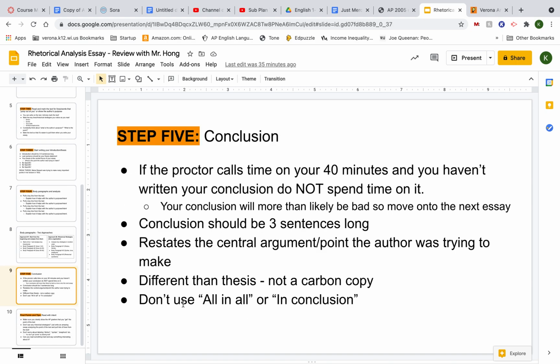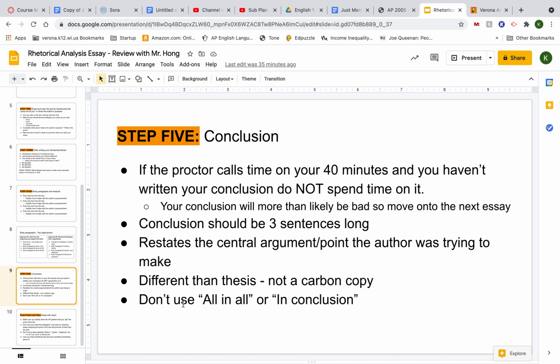All right, step 5, the conclusion. So let's say you're writing, you're in the zone, and then the proctor says 40 minutes is up. What should you do? Do not spend time on writing a conclusion. The reason why I tell you that is that it is going to be bad, because you're going to be rushed.